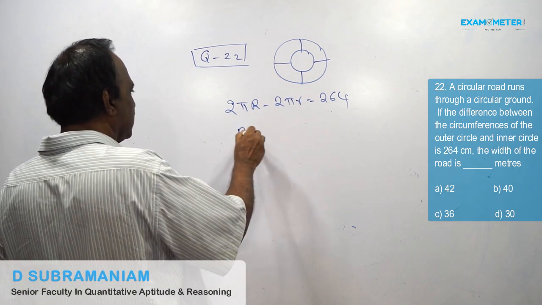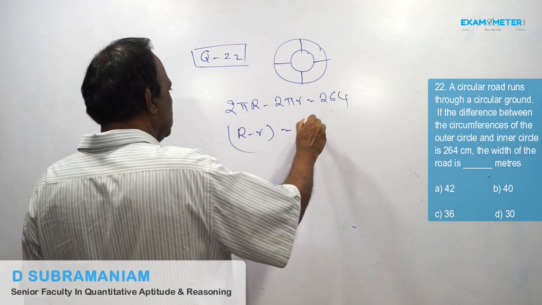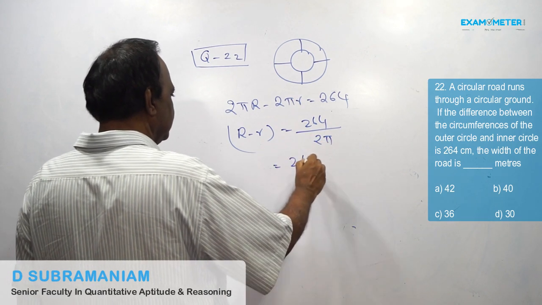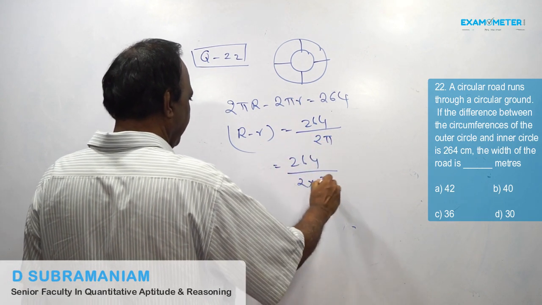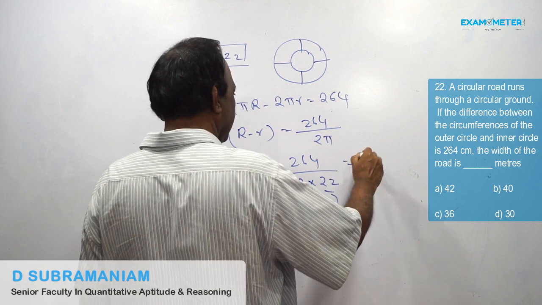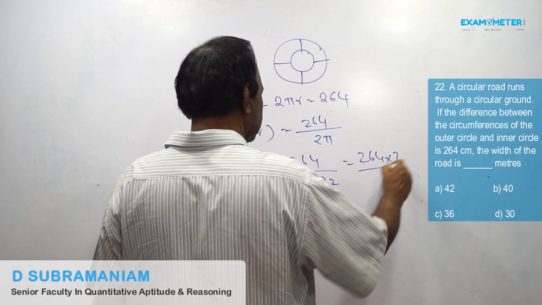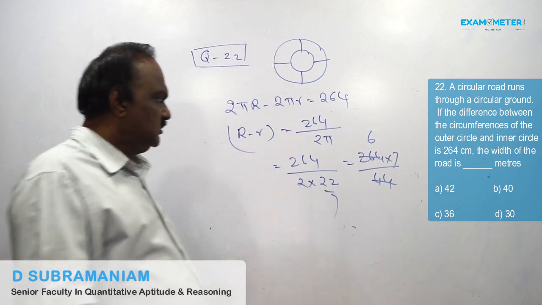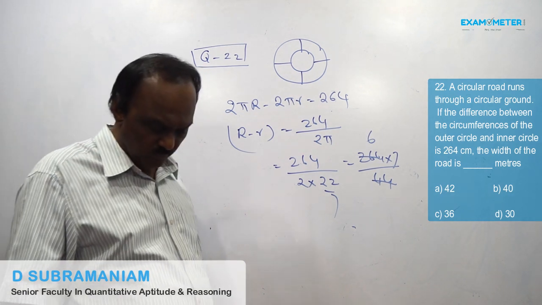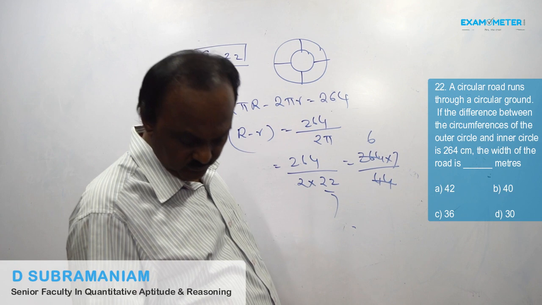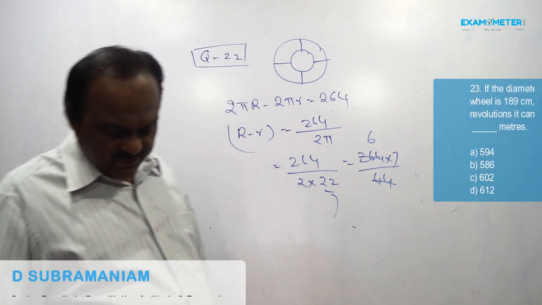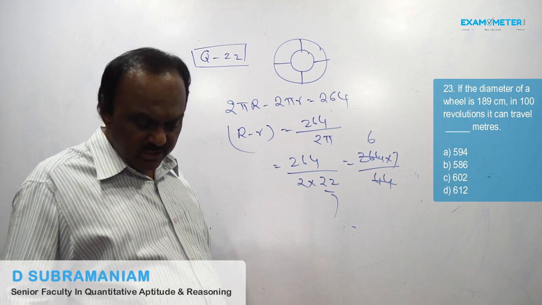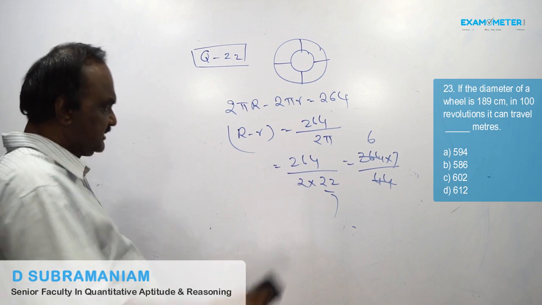So R minus r is equal to 264 by 2 pi. So R minus r is equal to 42. So the answer is A, 42. The diameter of a wheel is 189 centimeters. In 100 revolutions it can travel how many meters?